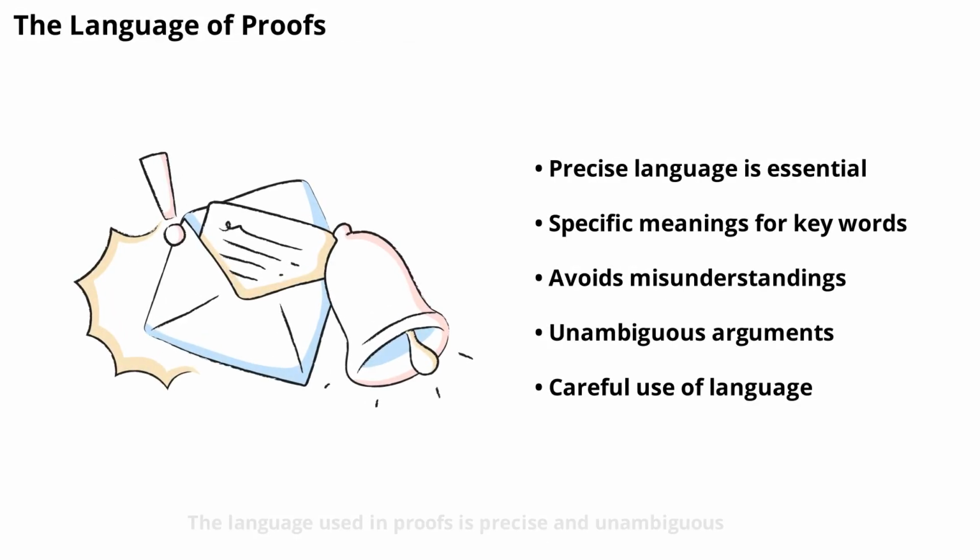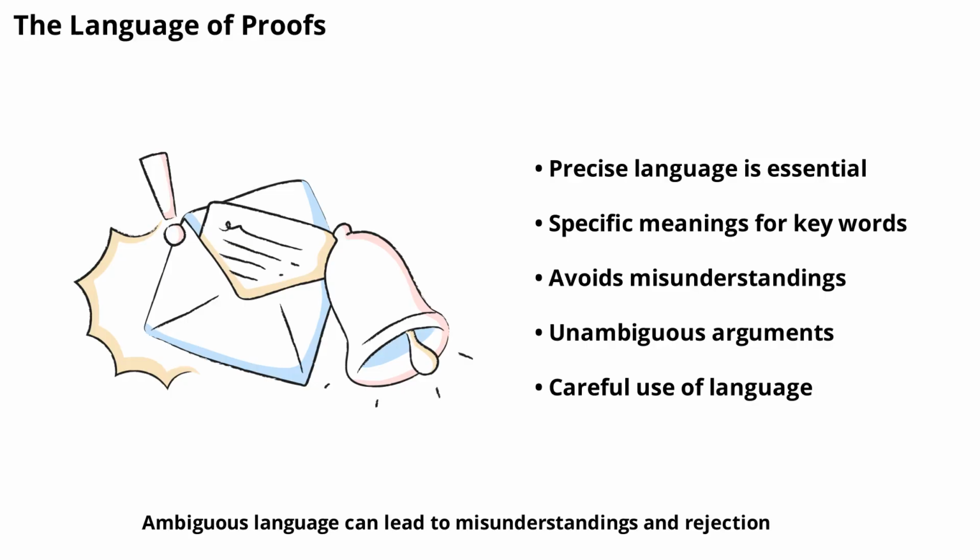The language used in proofs is precise and unambiguous. Words like "therefore," "if and only if," and "suppose" have specific meanings. Ambiguous language can lead to misunderstandings and rejection. Mathematicians are careful to use language that leaves no doubt about the logic and structure of their arguments.